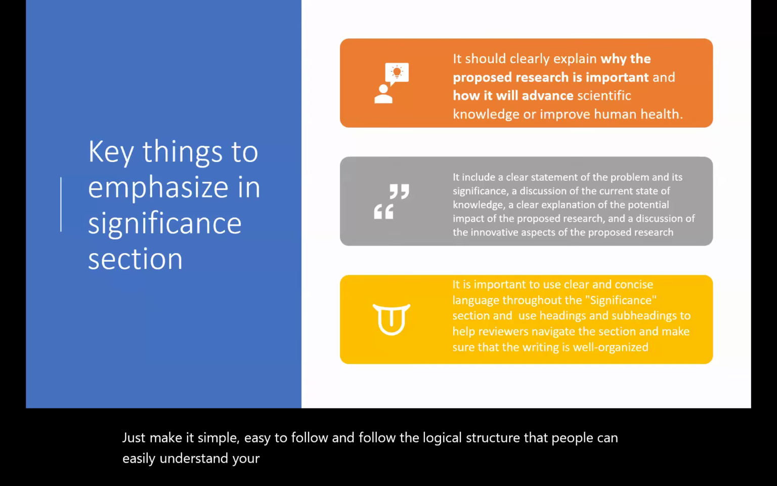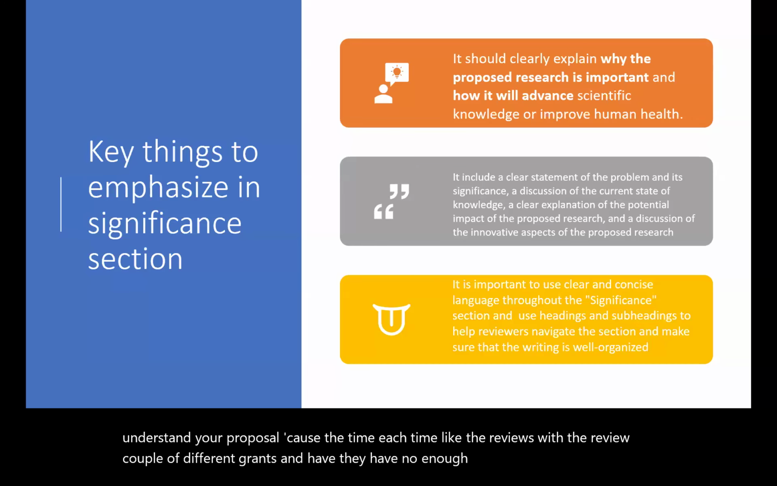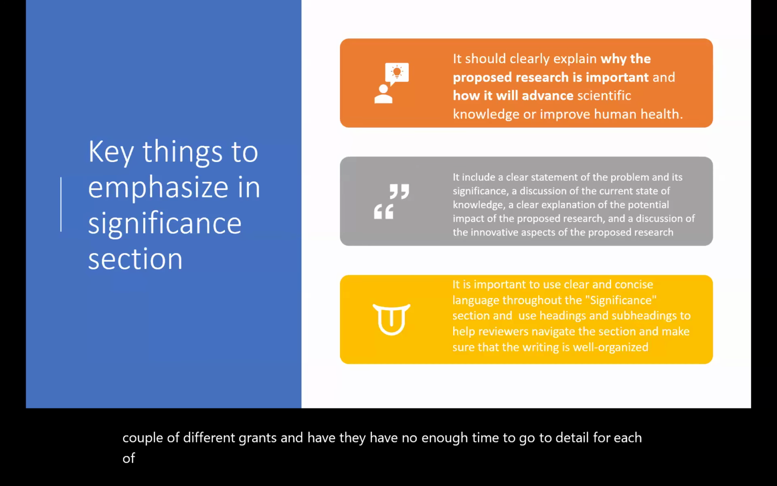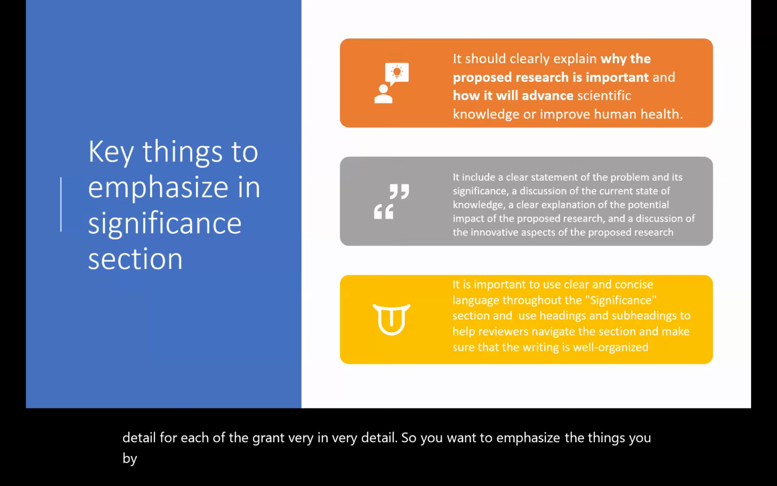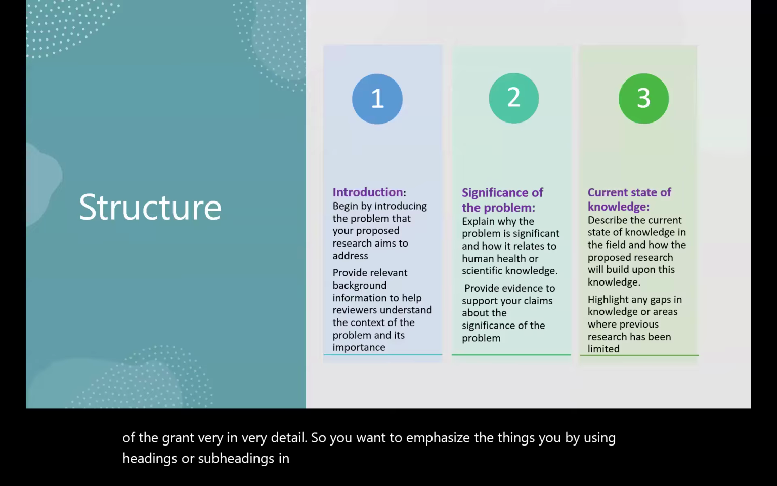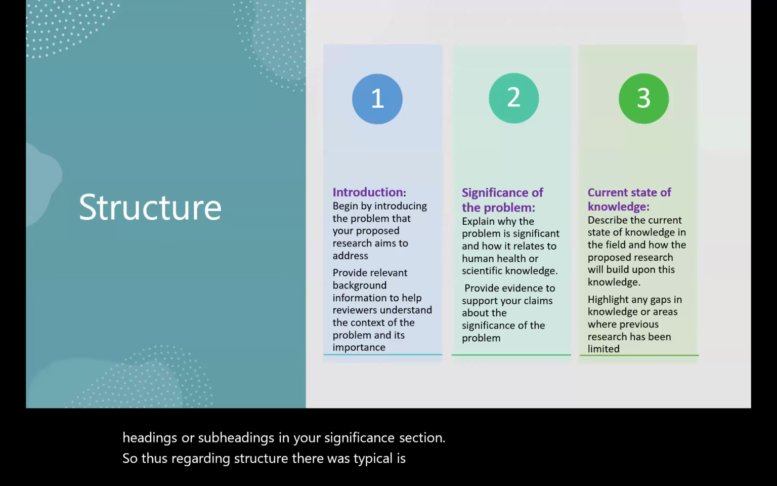Because each time the reviewers need to review a couple of different grants, and they do not have enough time to go into detail for each grant. So you want to emphasize the important things by using headings or subheadings in your significance section. Regarding the structure, there are typically three key parts in the significance section.